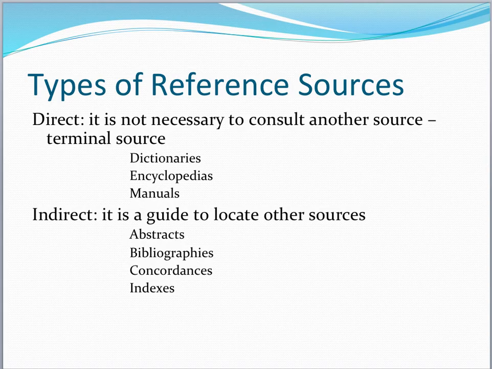Indirect, it is a guide to locate other sources. And here we have abstracts, we have bibliographies, we have concordances, and of course we have indexes. Okay, these are indirect reference sources because they point to other resources or to other information sources.